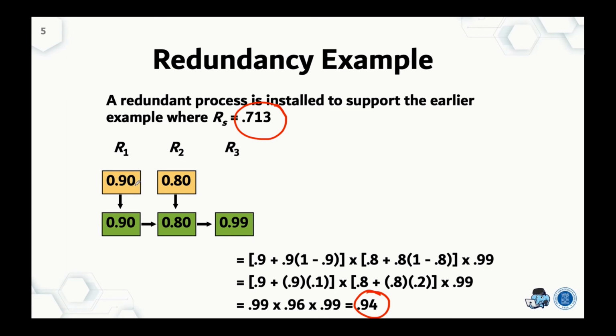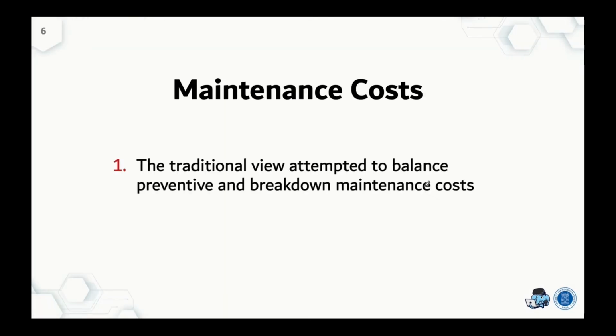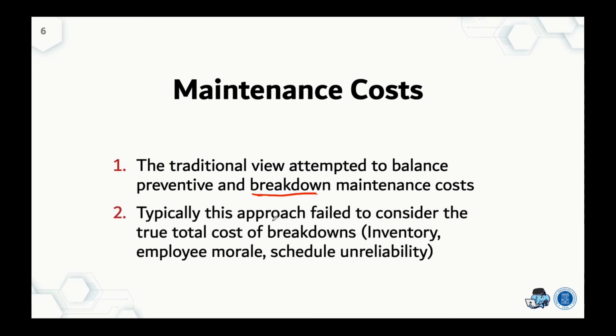Of course, this redundancy will affect the cost. So we should make a trade-off between the maintenance cost and the reliability achievement. In discussing the cost, the traditional view attempts to balance between the preventive and breakdown maintenance costs only. But this approach typically fails to consider the true total cost of a breakdown.